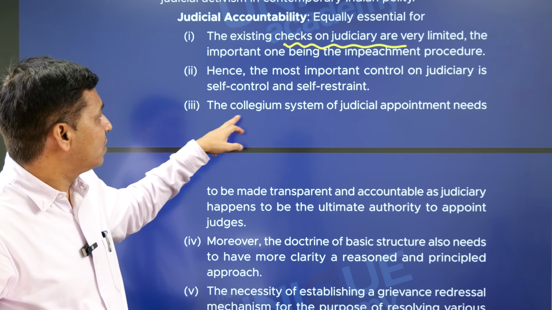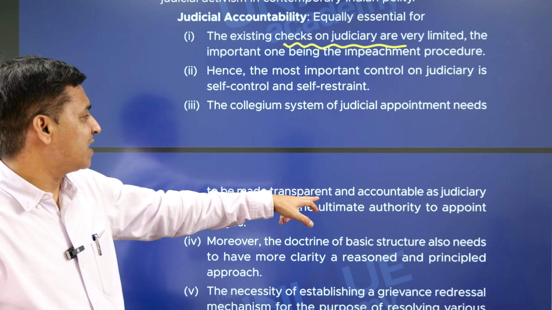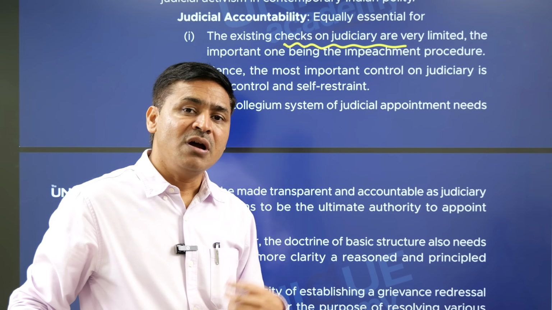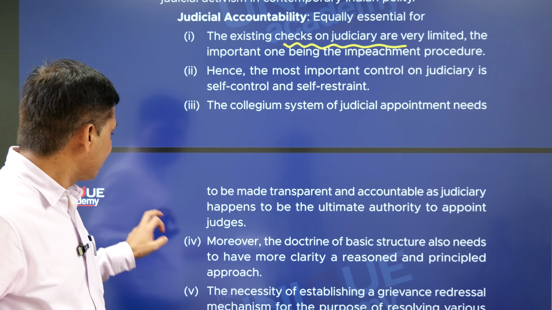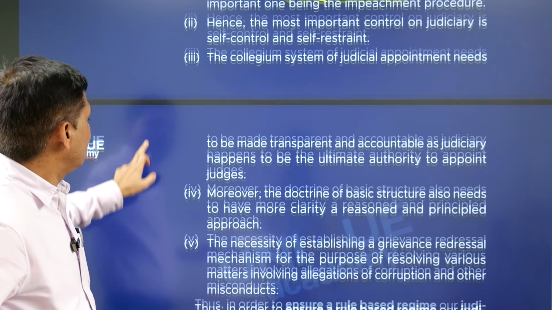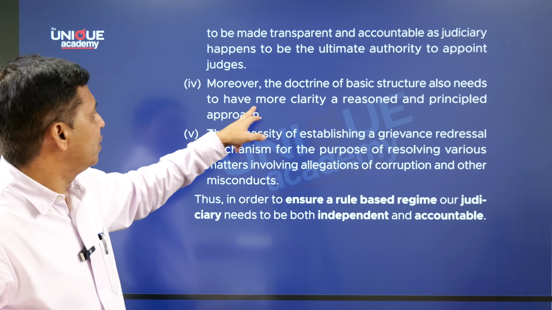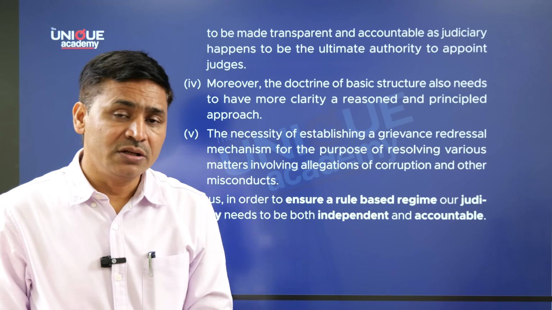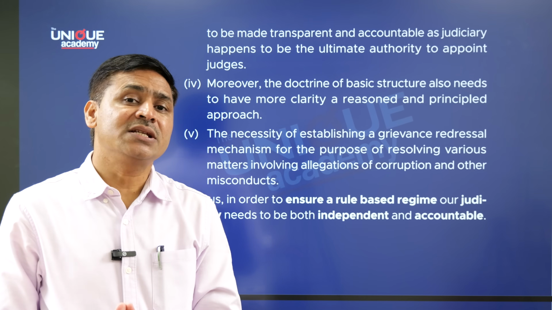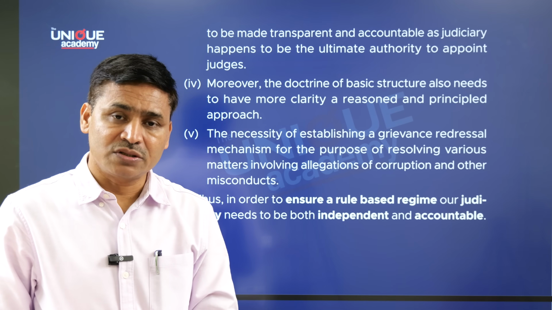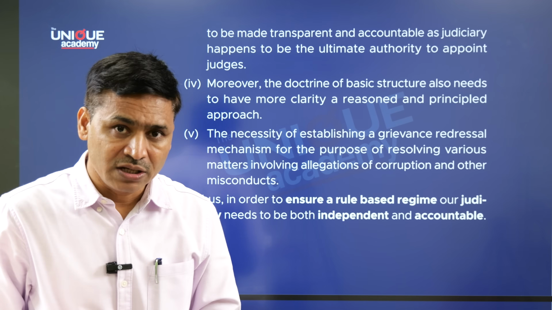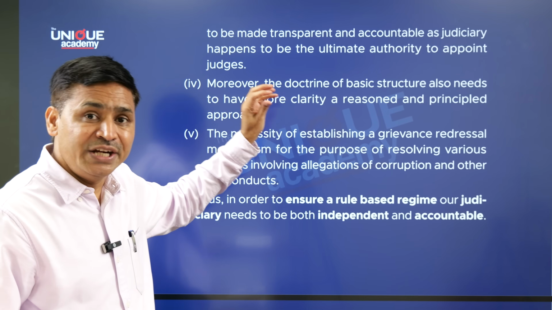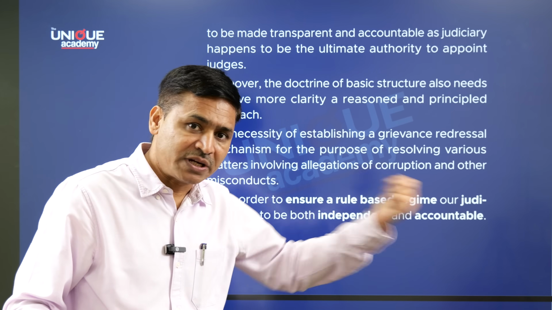The third, the collegium system of judicial appointment needs to be made transparent and accountable, as the judiciary happens to be the ultimate authority to appoint the members of the judiciary. Then, moreover, the doctrine of basic structure also needs to have more clarity and a reasoned and principled approach, because there is still a lot of ambiguity, there is disagreement, and there is a serious critique by a number of scholars for not having enough clarity and a reasoned approach. Therefore, there needs to be more clarity as far as the doctrine is concerned.